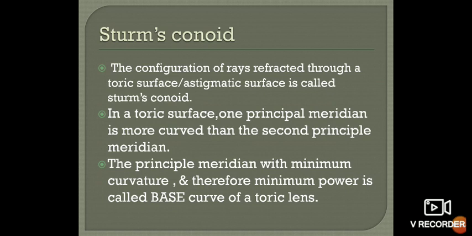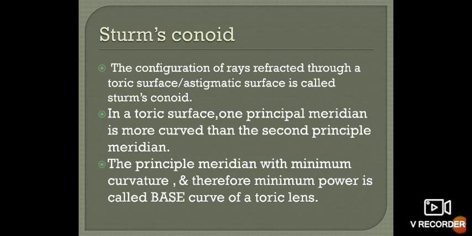Before going to the types and clinical features of astigmatism, we will see what is Sturm's conoid. Sturm's conoid is formed by a toric surface. So what is a toric surface? A toric surface is a surface in which there are two meridians, that is the vertical meridian and the horizontal meridian. These two meridians are called principal meridians. In a toric surface, one principal meridian is more curved than the second principal meridian. So the refractive power is different in these two meridians.